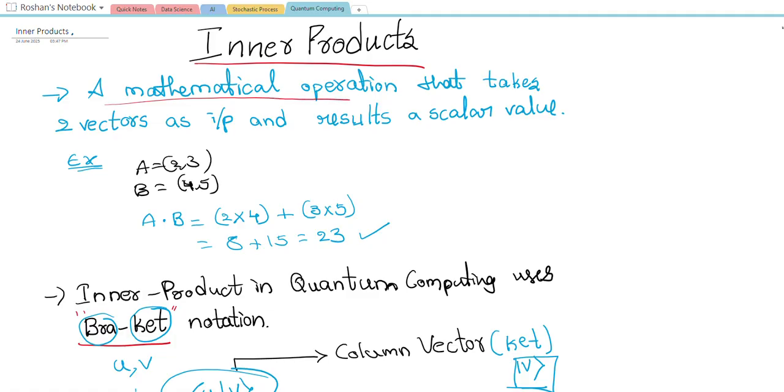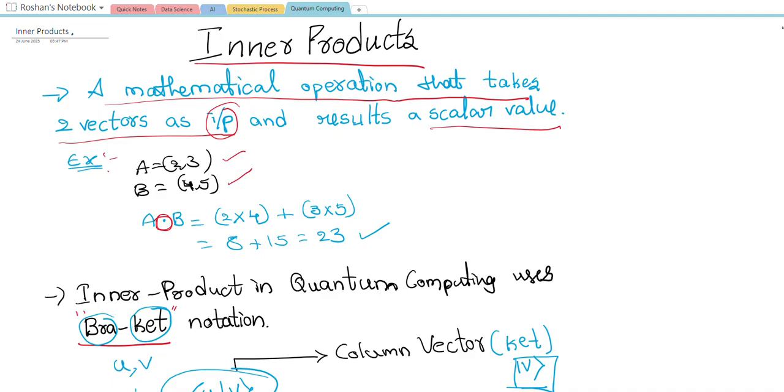It is a mathematical operation that takes two vectors as input. So our input will be two vectors and results in a scalar value. Okay, you can see the example here. We have two vectors a and b. So the dot represents the multiplication here.